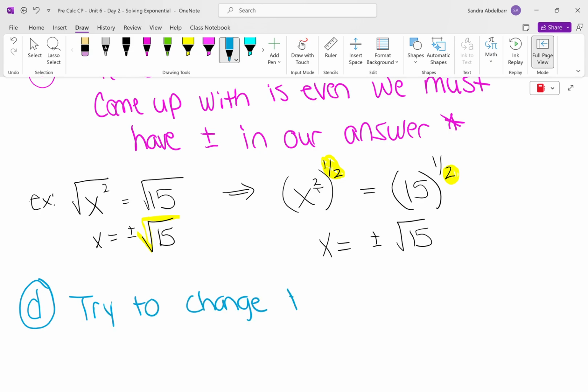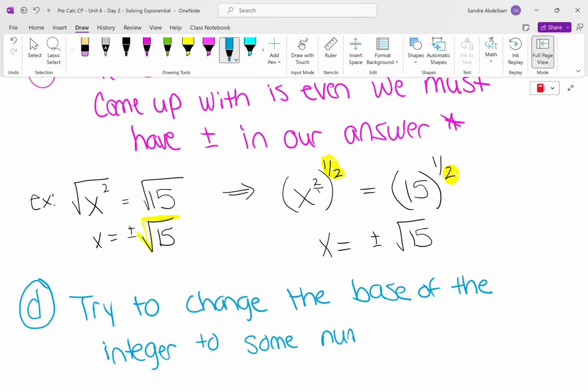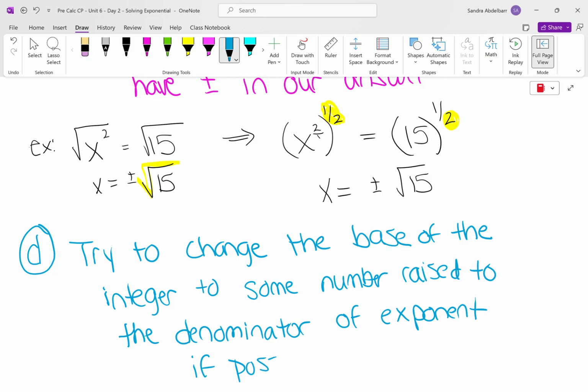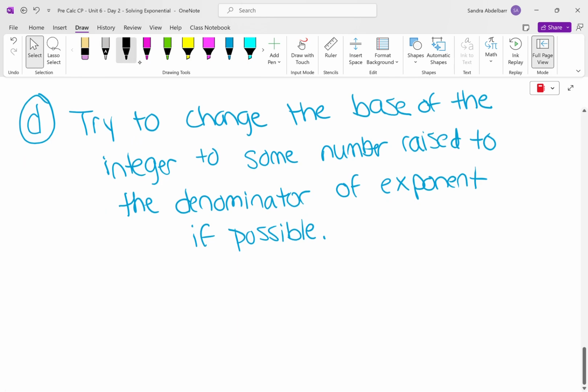Okay, one more step. Last one. We're going to say try to change the base of the integer to some number raised to the denominator of the exponent, if possible. And an example of this would be, I'll let you finish writing.